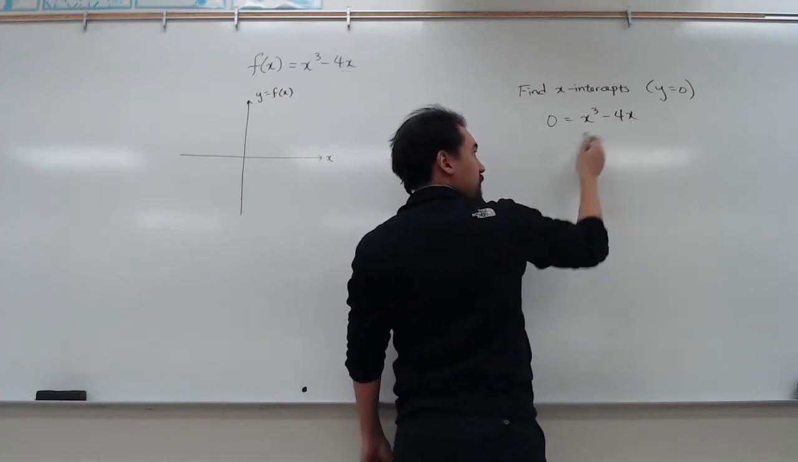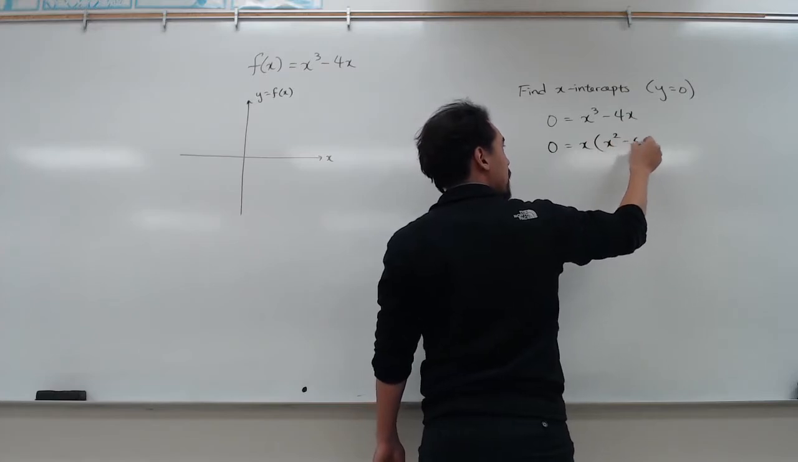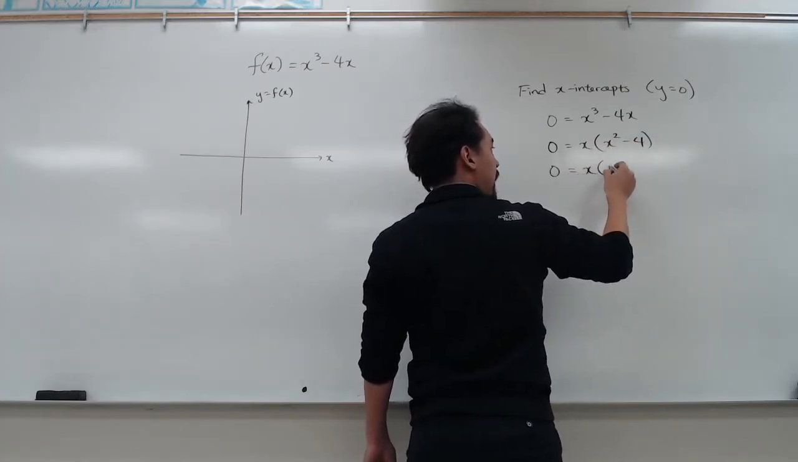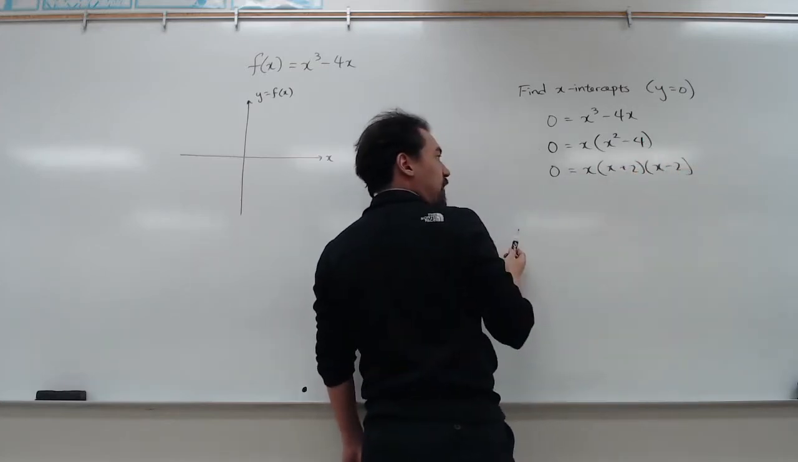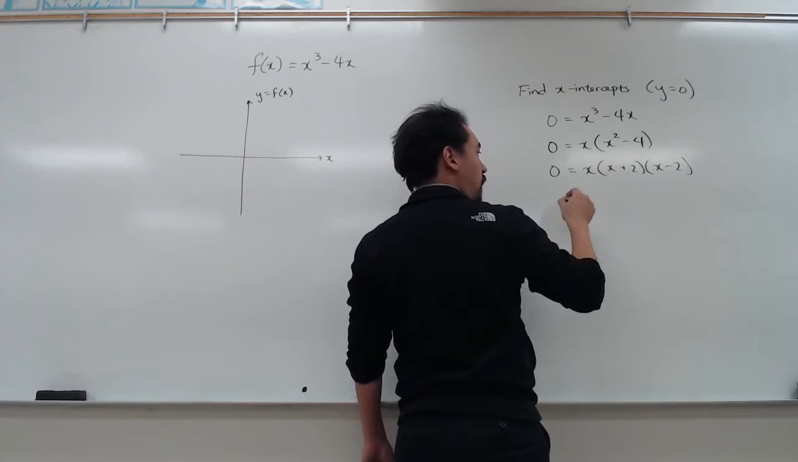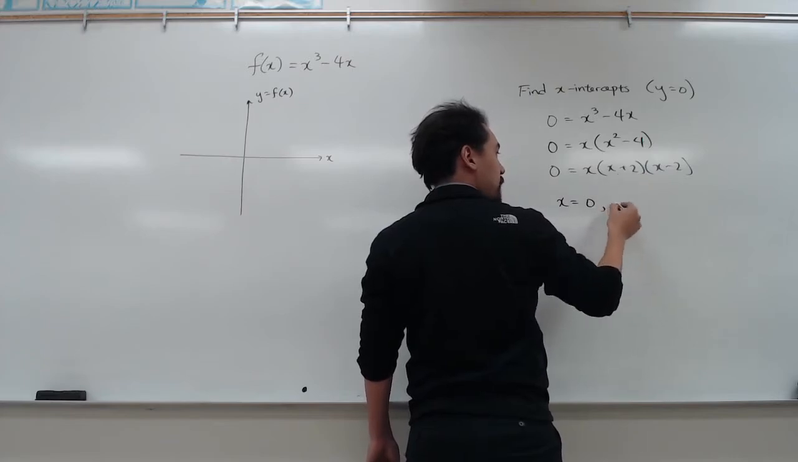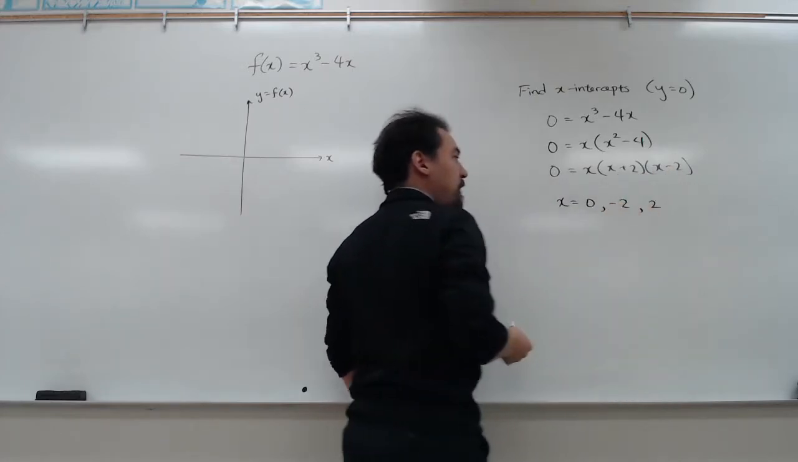So we recognize there's an x in common. We factor out the x. Then this is a difference of squares. So that becomes x plus 2, x minus 2. And now that we factored it down, 0 equals number times number times number, which means our options are the first number is 0, or this number is 0, which means x is negative 2, or this number is 0, which means x is positive 2.